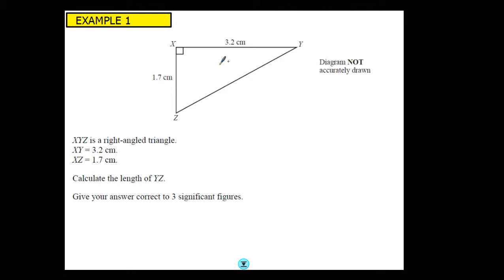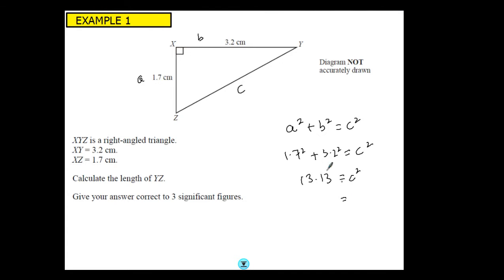So, this is a question where we've got two shorter sides and we're trying to find the longest length. If we label it A, B, C, what we're going to do is square the length A, that's the 1.7, and square the length 3.2, which is B, and that should give us this length squared. So let's put the numbers in. 1.7 squared add 3.2 squared is equal to our hypotenuse squared. When we do that, we get 13.13. And that's our c squared, remember.